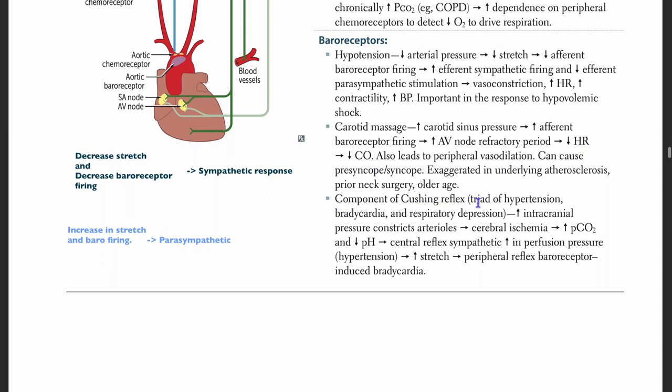Component of Cushing's reflex, the triad of hypertension, bradycardia, and respiratory depression. Increase in intracranial pressure constricts arterioles. The Cushing's reflex, we come across it in CNS as well. They explain it much better there. But overall, it's the triad of hypertension, bradycardia, and respiratory depression. So why does this happen? It's the increase in intracranial pressure which constricts arterioles, right?